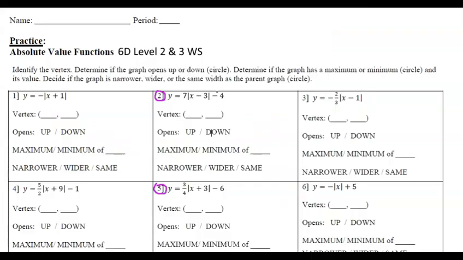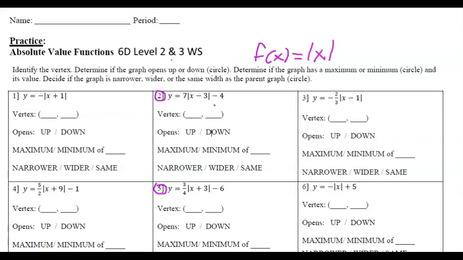Let's look at the level 2 and 3 worksheet for 6D. You'll find the vertex, see if it opens up or down, if it has a max or a min and what it is, if it's narrower, wider, or the same as the parent function, f of x equals the absolute value of x.